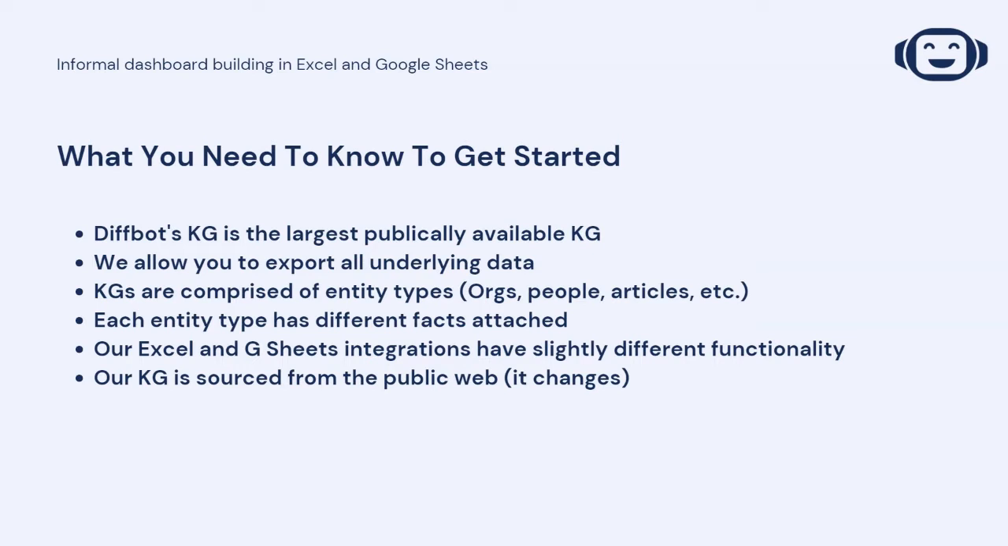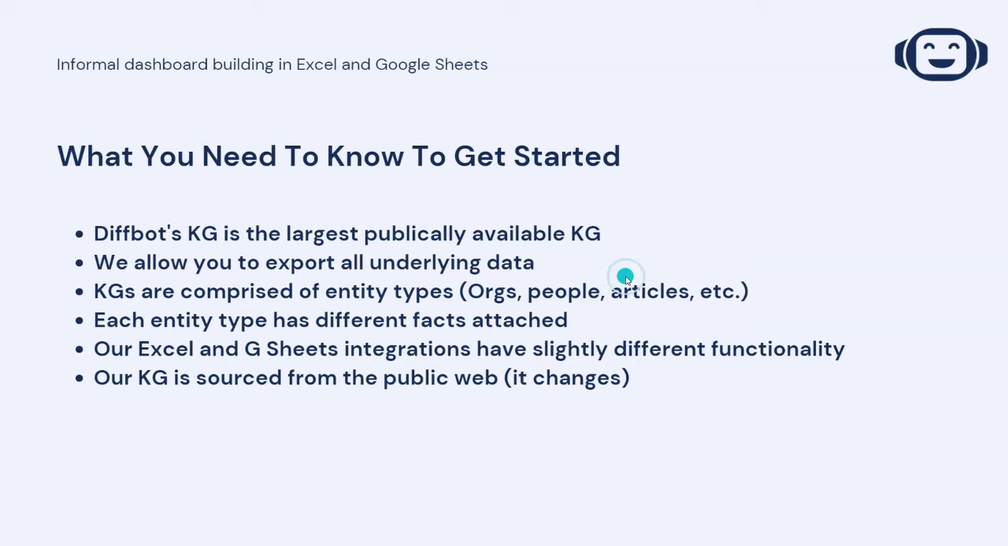And finally, our knowledge graph is sourced from the public web. So we crawl a vast majority of the web and we update our knowledge graph every few days. This means your call to the KG within your spreadsheet will update every few days if new information surfaces about an entity. So yeah, now that we've covered a few basics, let's jump right in.